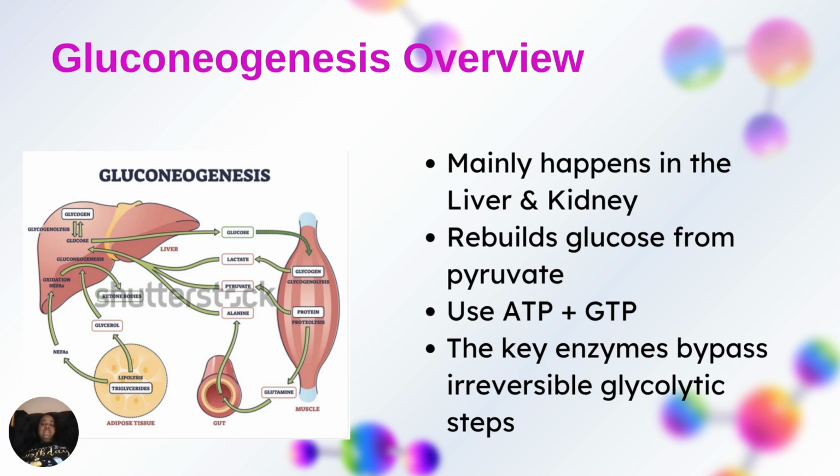Now, unlike glycolysis, which makes ATP, gluconeogenesis spends ATP and GTP. This is an energy investment. Think of it like charging up your savings account. You are using resources now to make sure you have glucose available later. As you can see in the image, both pathways are mirror images of each other. However, they don't happen together. When one is turned on, the other is turned off. This prevents the cell from wasting energy cycling back and forth.